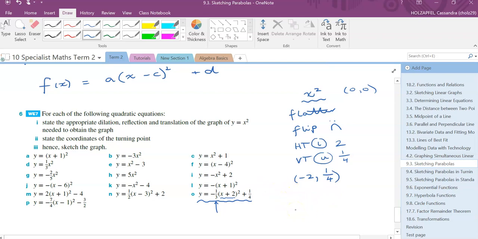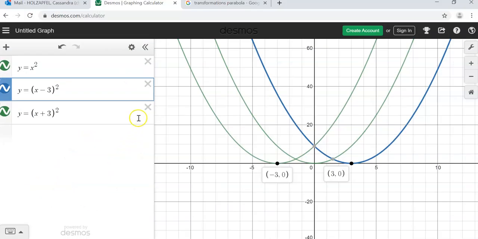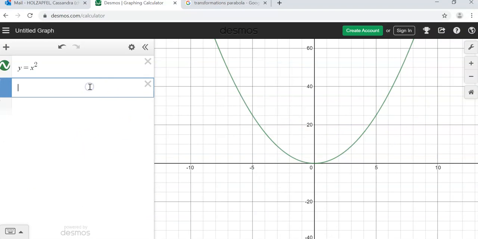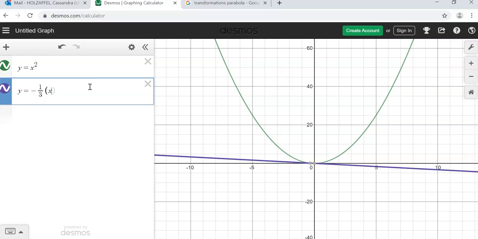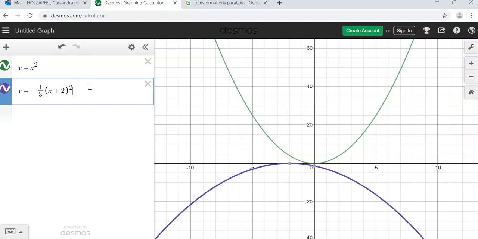All right. Again, I think the best way to do this is in Desmos. So if I jump over to Desmos, what's the formula? -1/3 x plus 2 plus 1/4. So if I just have my x squared, and then I'm going to type in y is equal to -1/3, sorry, and then x plus 2 to the power of 2 plus 1/4. And this is going to be my turning point here, and it is indeed at -2 and 1/4.